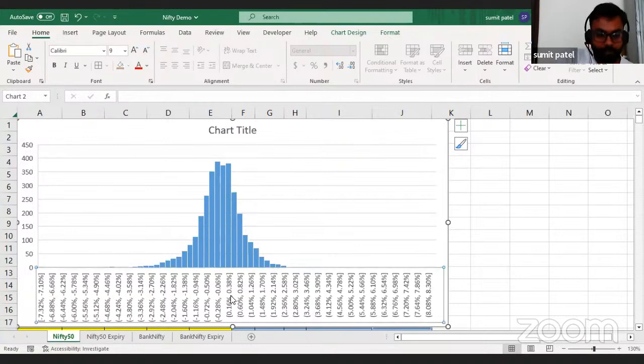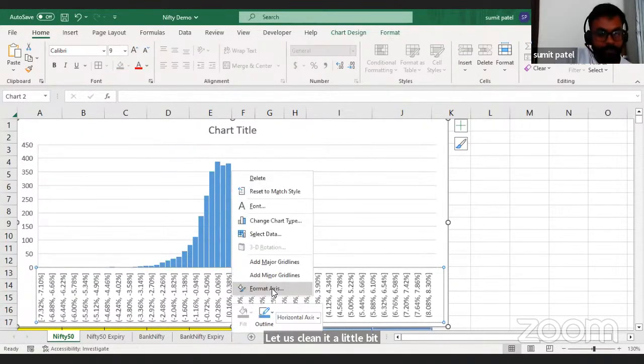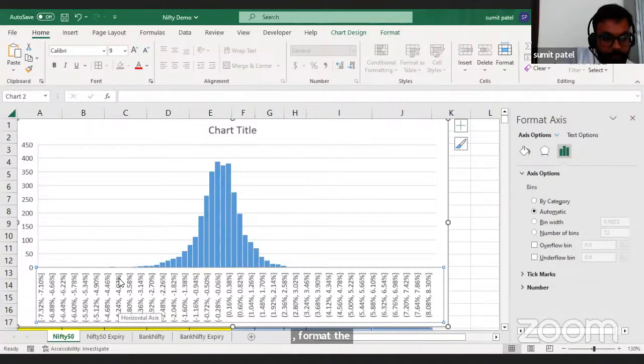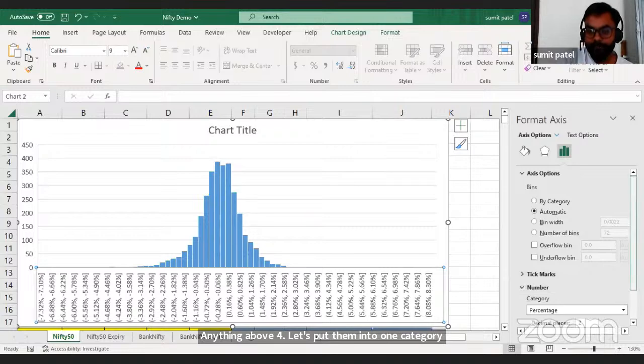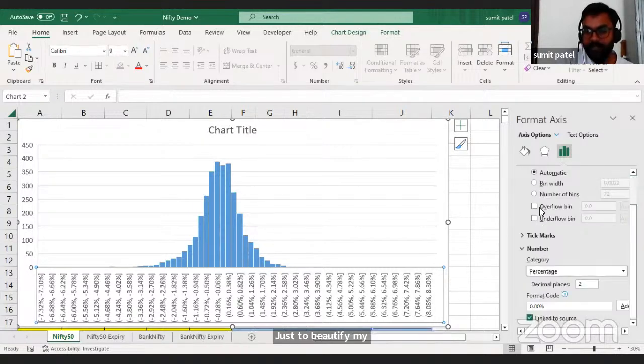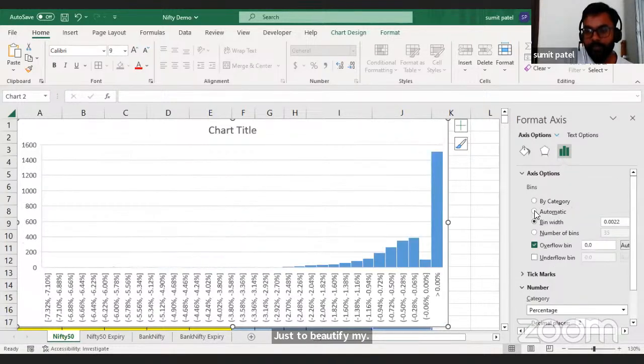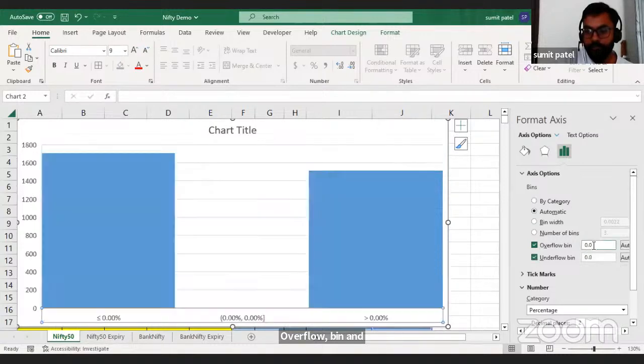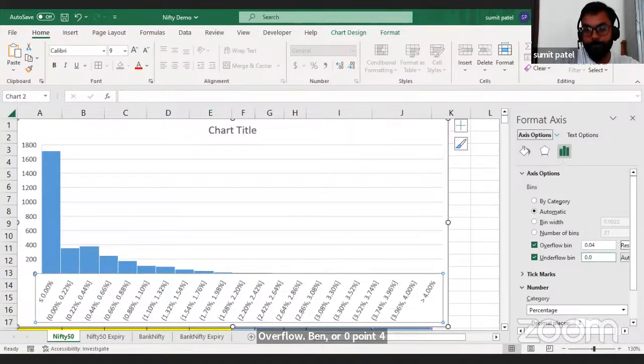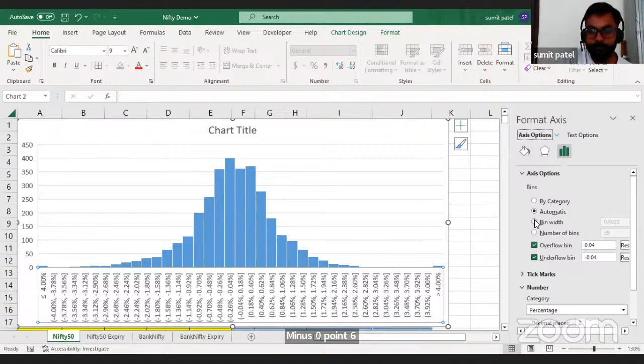Let us clean it a little bit. Format the axis. Anything below minus 4 and anything above 4, let's put them into one category, just to beautify my histogram a little bit. An automatic overflow bin and an underflow bin. An overflow bin of 0.04, 4%, and an underflow bin of minus 0.04. Right.